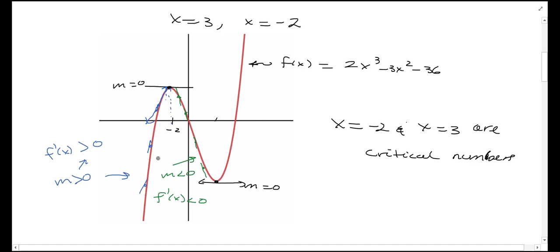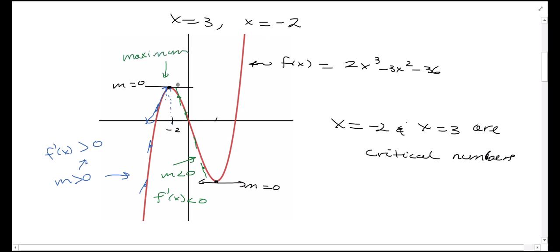And so when you think about the function, when the slope is positive, what does that tell you about the y values of the function? The y values are increasing. And then when the slope is negative, the function values are decreasing. So when the slope is 0 and we have increasing, 0, and then decreasing, that means you have a maximum here. So at x equals negative 2, you have a maximum value.